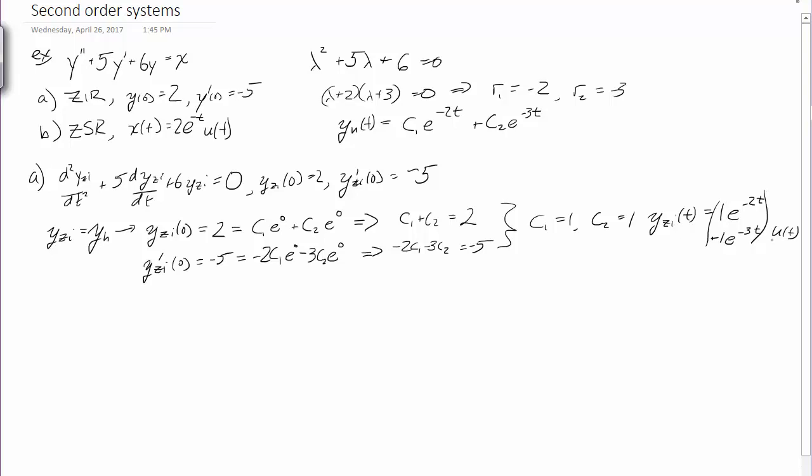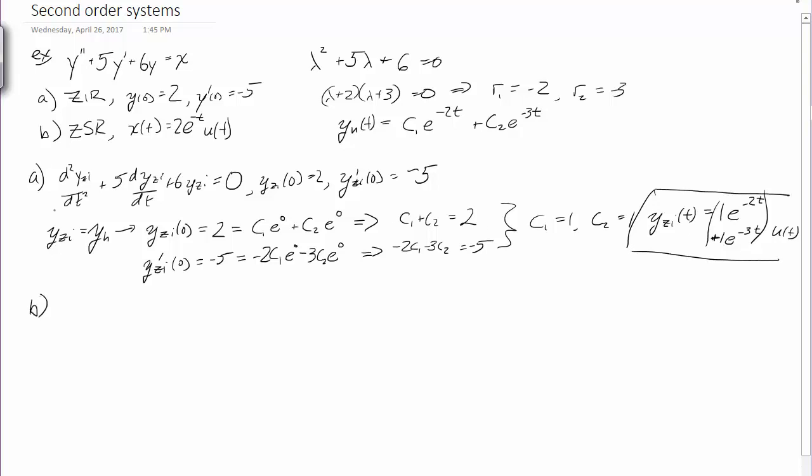And right, we should check this. If we evaluate this at 0, we get y of 0 is 1 plus 1, or 2. And if we differentiate it, we get -2, -3 at 0, and we get -5. So this is a solution that satisfies the initial conditions. So we'll put a box on it.